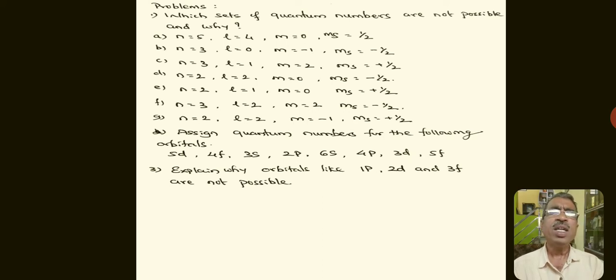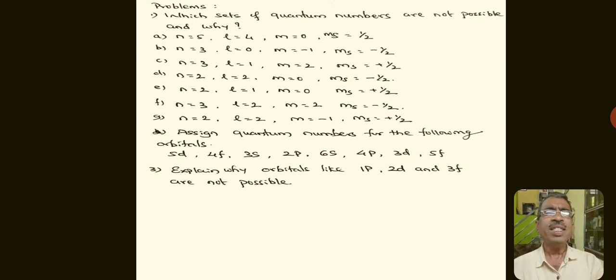Third, n is equal to 3. When n is equal to 3, L can have up to n minus 1 values. So therefore, L is equal to 1 is right. When L is equal to 1, M can have 3 values. So that is 2L plus 1. It means 3 values. So what are those 3 values? Minus 1, 0, plus 1. So M is 2 here, it is given. So therefore the third is also a wrong one.